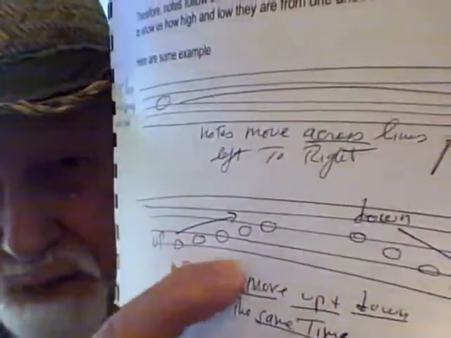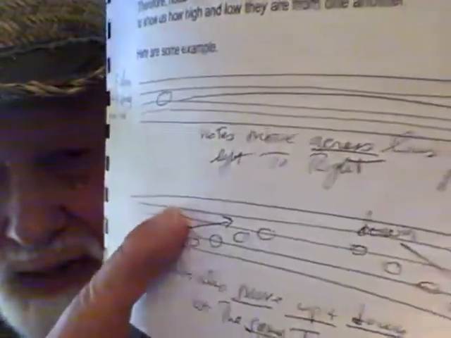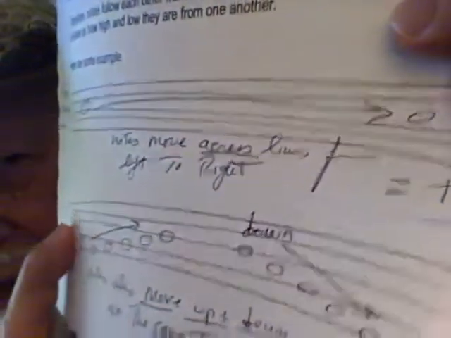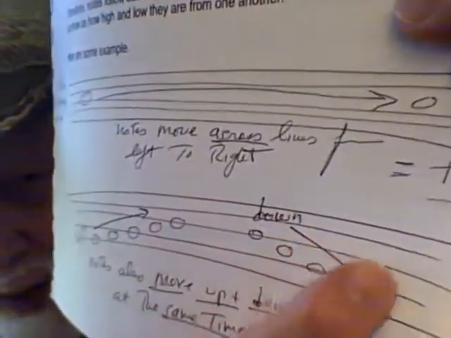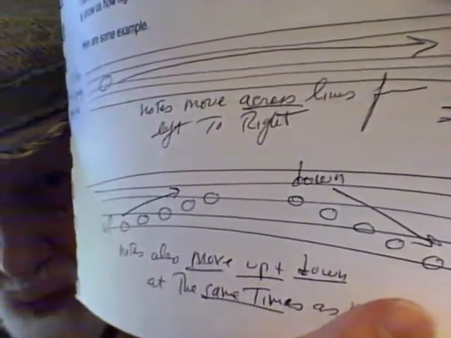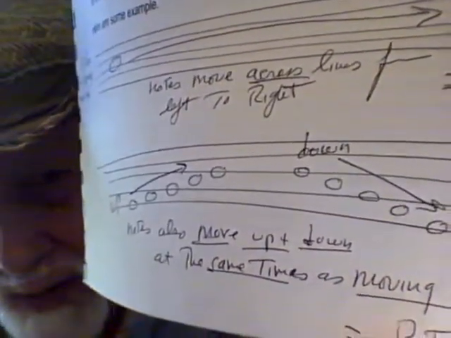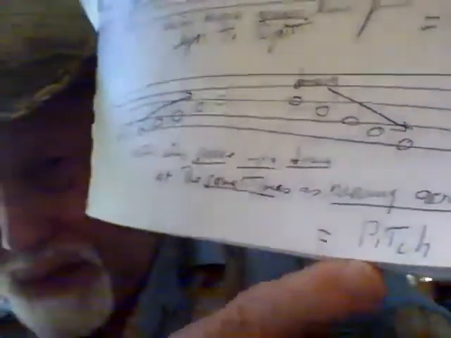Look what they do now. Notice that? These are moving up from one line to a space to a line to a space, and then they're moving down from the same line they were on to another lower line and lower space. So you see these all move up and down at the same time as moving across. That is called pitch. This is called how long. This is called how high and low. So that is called pitch.